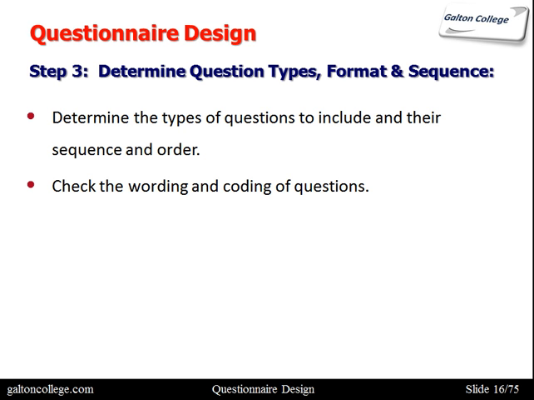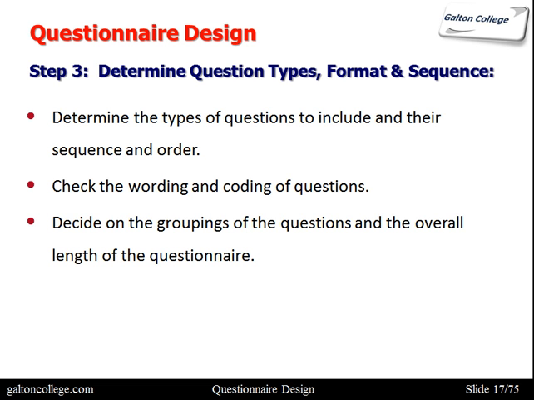Check the wording and coding of the questions. The wording of the questions is very important. That may lead to all sorts of bias. Leading questions are wrong. They're dangerous, and they destroy almost the integrity of the whole process, because the interviewer, or the person completing the questionnaire, is leading perhaps the respondent to answer in certain ways. Well, that's so biased. That is biased, and it ruins the whole exercise.